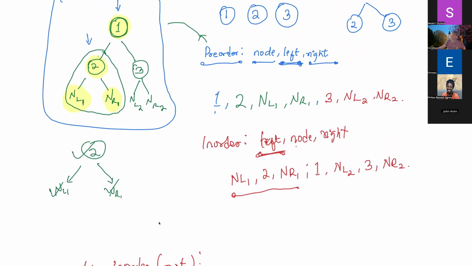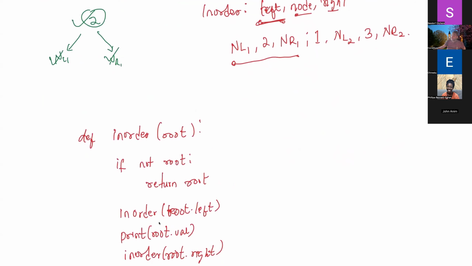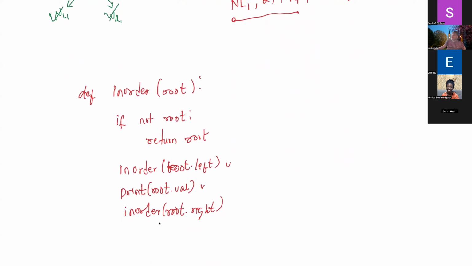Go left, node, right. Call the function on the left. Process can be print, whatever the function wants you to do. Then call the function on the right. That is the whole algorithm. Easy peasy. Some like trees, you have to learn it.